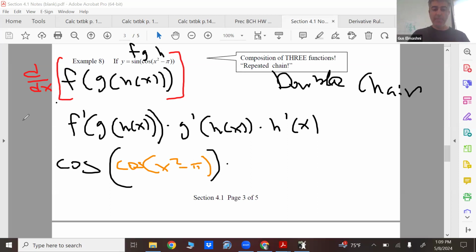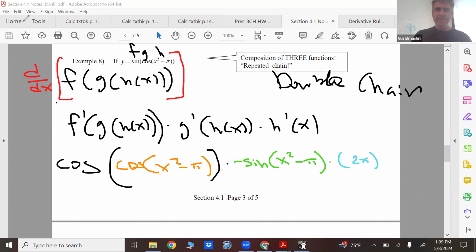times, now let's do the G part. What's the derivative of cosine? Negative sine, keep the rest intact. And then the H part, what's that going to be? Just 2x. There you go. It's not that hard once you get the hang of it. That's your double chain.